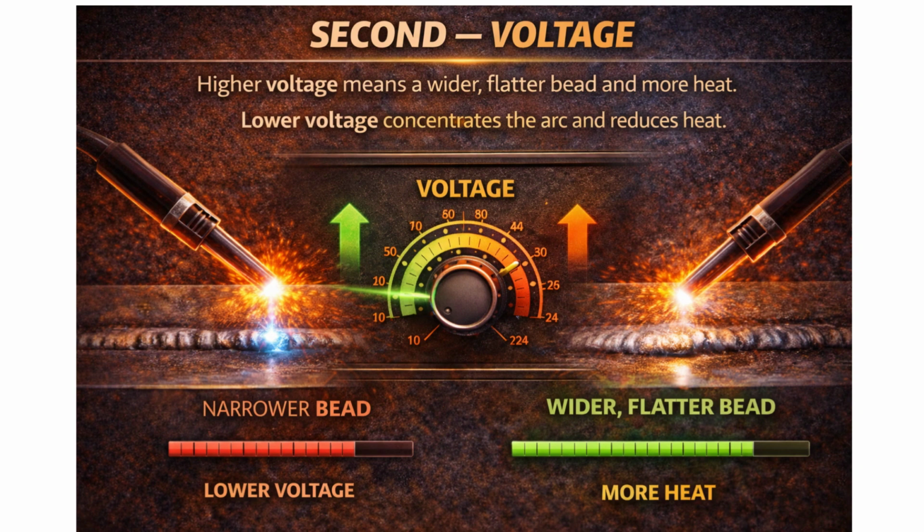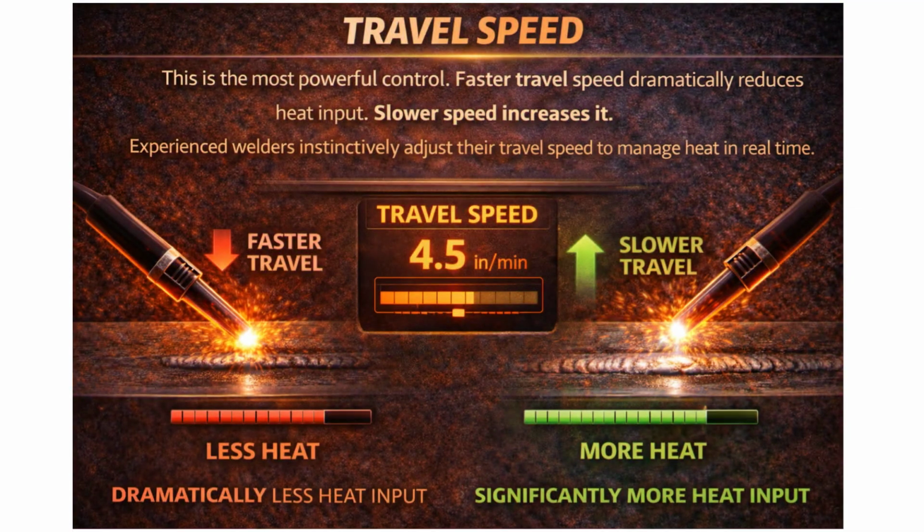Second, voltage. Higher voltage means a wider, flatter bead and more heat. Lower voltage concentrates the arc and reduces heat. Third, travel speed. This is the most powerful control. Faster travel speed dramatically reduces heat input. Slower speed increases it. Experienced welders instinctively adjust their travel speed to manage heat in real time.